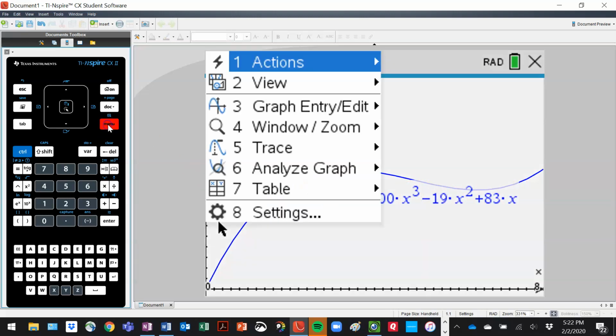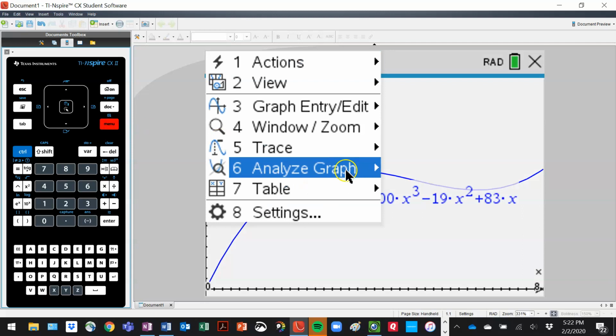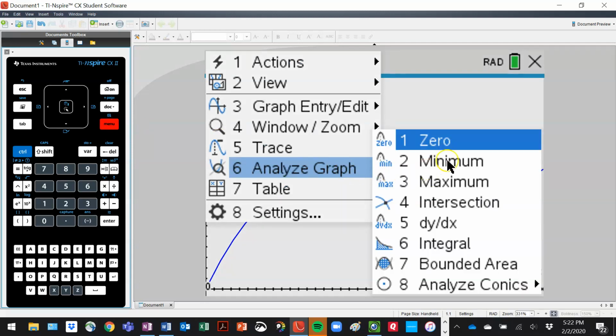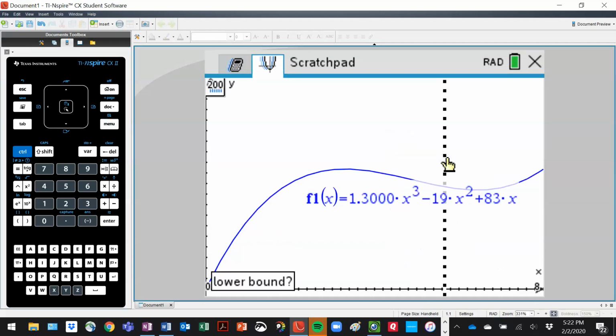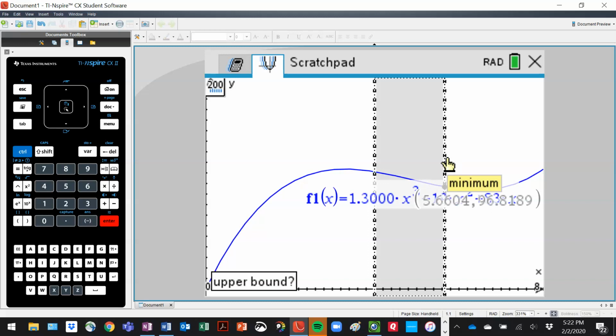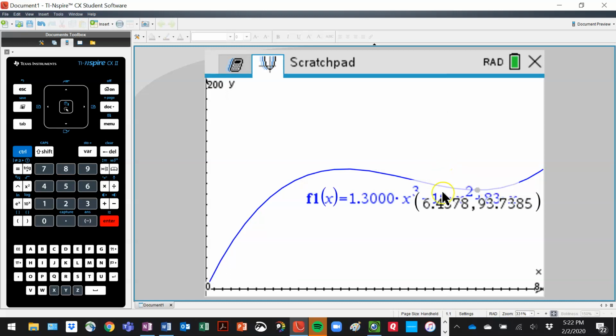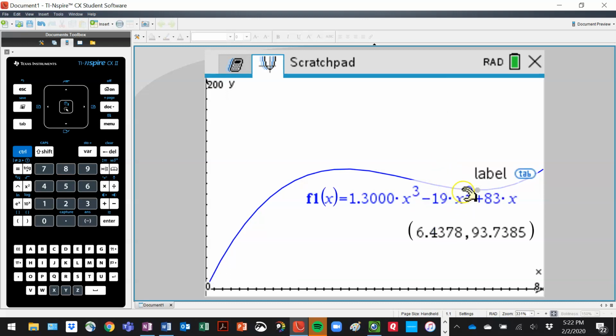I'm going to go to Menu. I'm going to go to Analyze Graph, and I want the minimum. I want the minimum from x equals 4, so I'm just going to type 4, hit Enter. That's my start. The upper bound is 8, hit Enter. And I can see that my minimum is right here at 6.4378 and 93.7385.